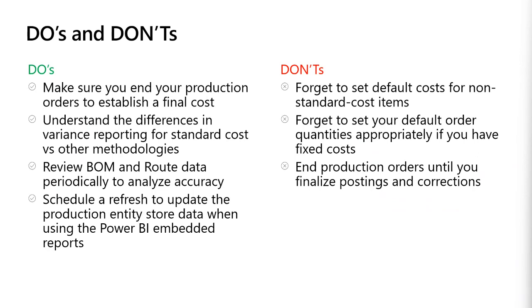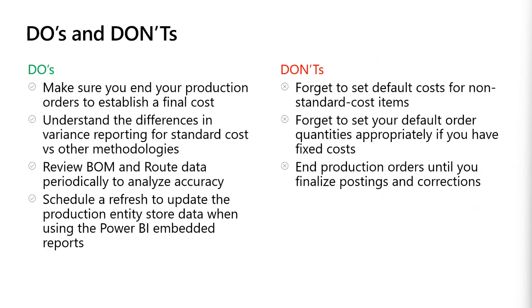Another don't on our list is don't forget to set your default order quantities appropriately if you have fixed costs. So that default or site-specific order setting is set directly on the released product. If you leave that blank, then every time you run a BOM calculation, we would be having to specify that quantity manually, and that can be a lot of work, especially if you're mass running calculations for lots of items.